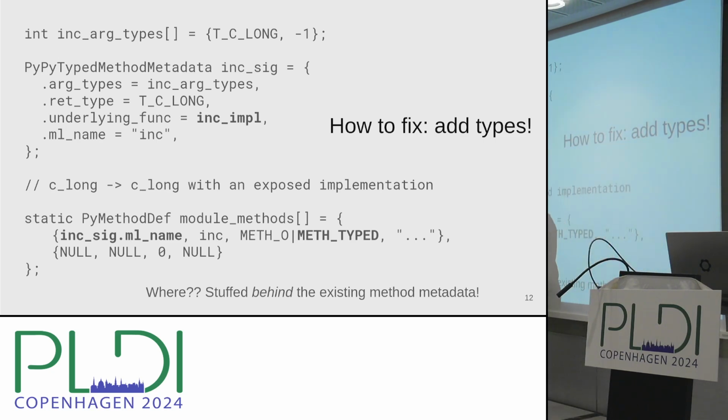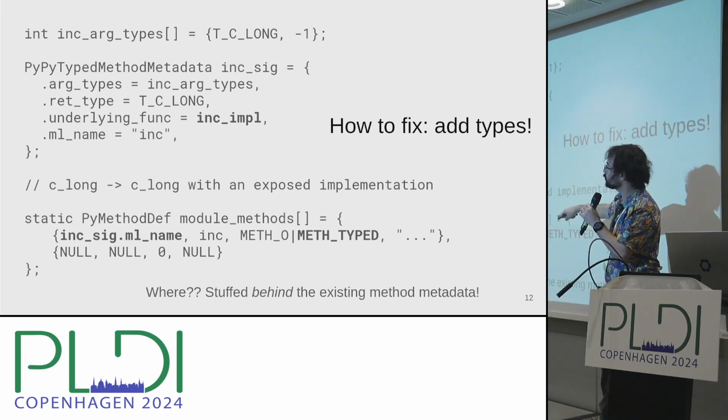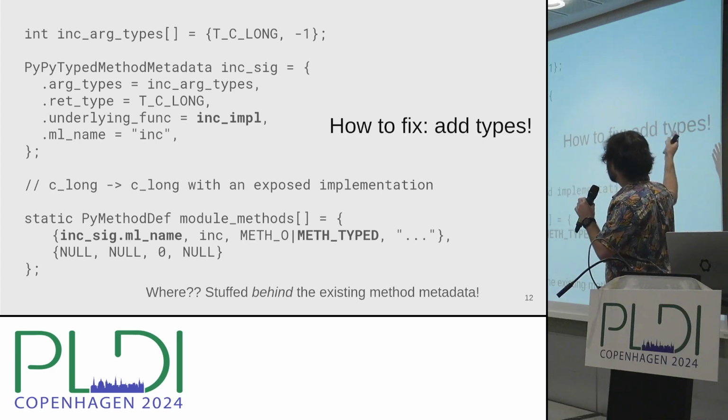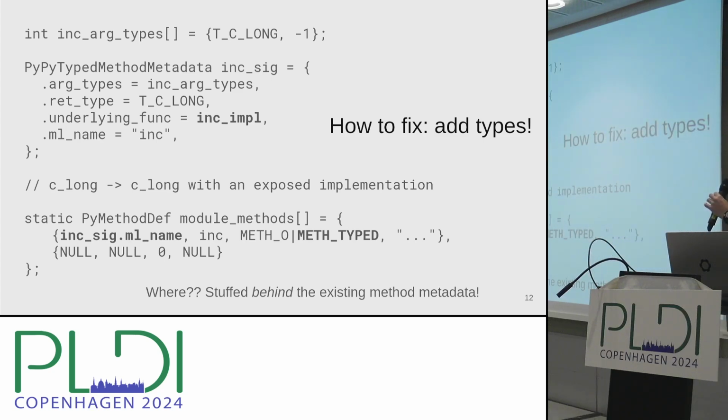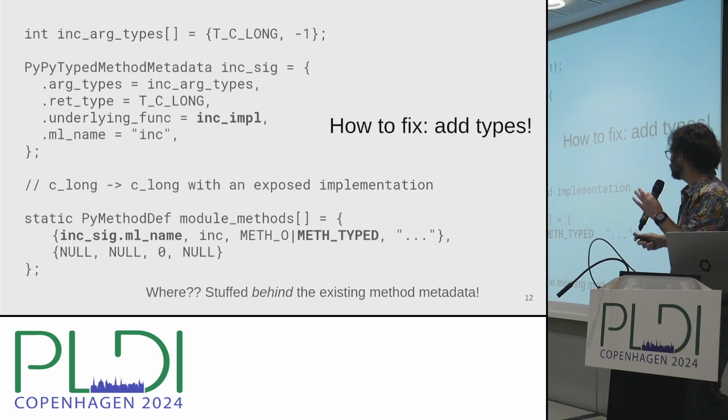So instead of putting a string literal, you say this is the inc field, and then if you have this bit set, the meth typed bit, look behind the string. There's some types. And the nice thing about this is since it's stuffed behind the string, it doesn't actually break any API. You can't expand the struct because that would change the size of these arrays, and other Python implementations and CPython and stuff would break on these C extensions.